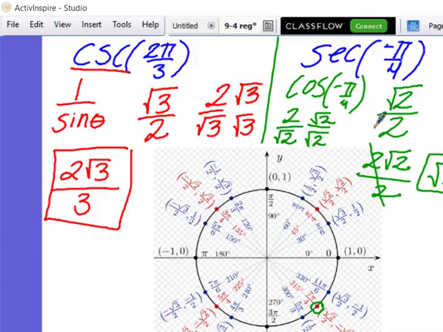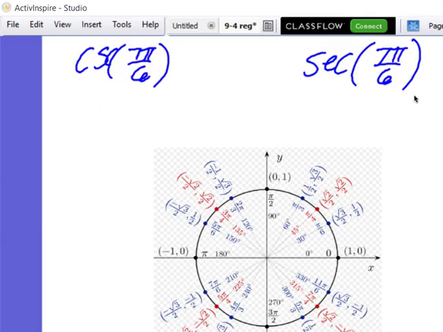Can you guys try some by yourself? Okay, awesome. Go for those two. Cosecant at 7 pi 6. My handwriting looks terrible over there. Cosecant at 7 pi 6 and secant at 7 pi 6.